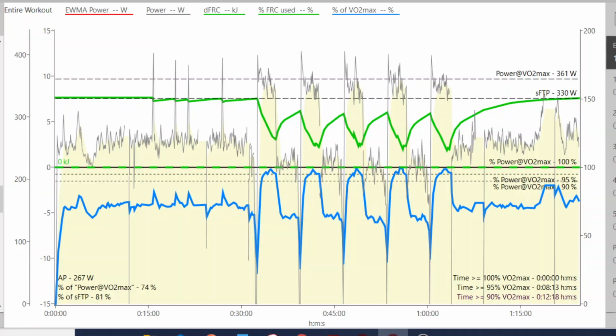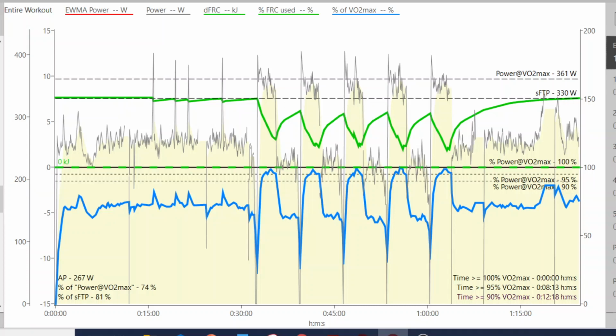In this video, what I want to do is use the same chart, but I'm going to analyze a set of intervals that are designed to accumulate a fair amount of time in that 95 to 100% of VO2 max, or at least, as we've discussed before, the surrogate for power at VO2 max. You got to put quotation marks on either side of power at VO2 max.